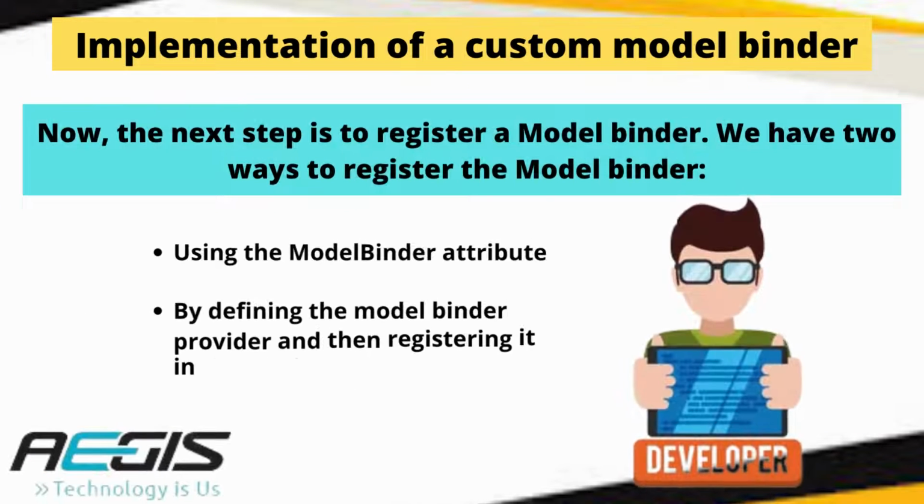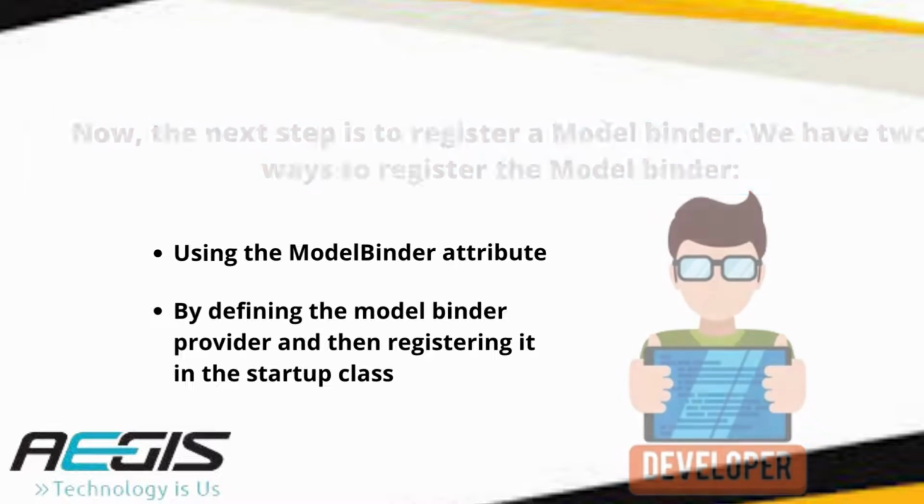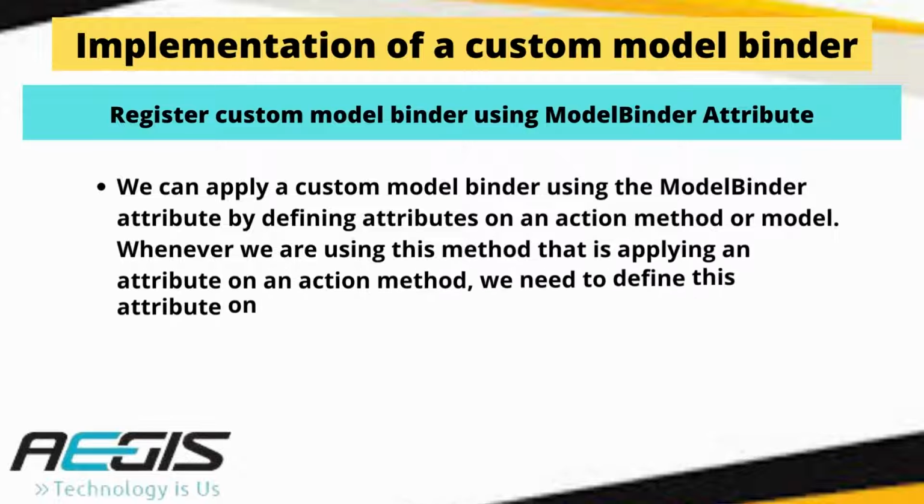Now, the next step is to register a model binder. We have two ways to register the model binder. First, by using the ModelBinder attribute, and second, by defining the model binder provider and then registering it in the startup class.